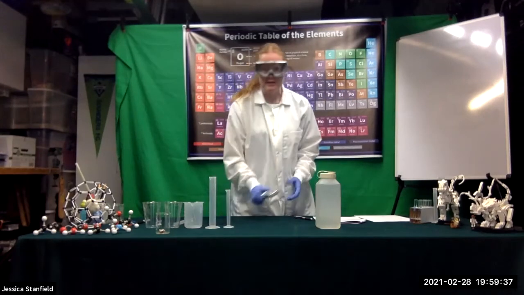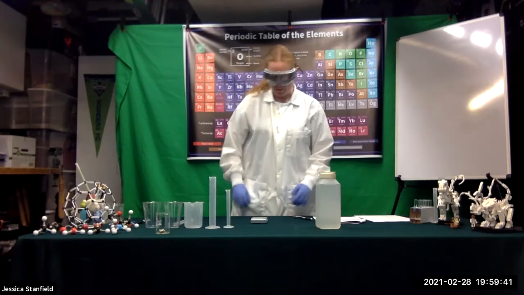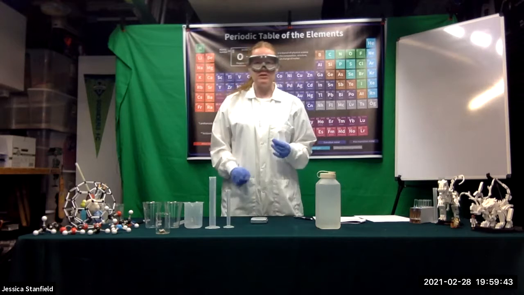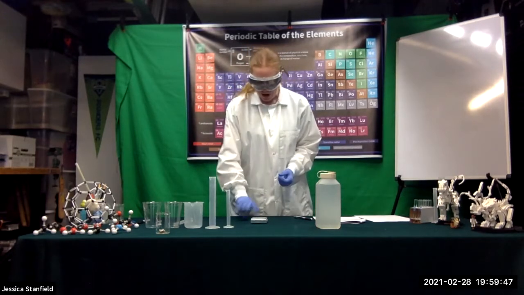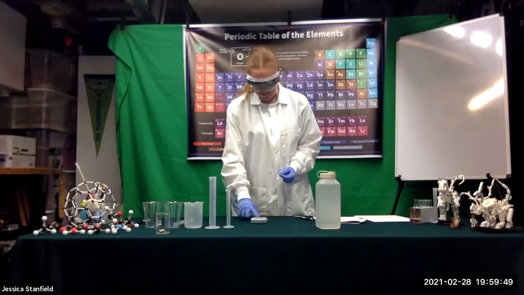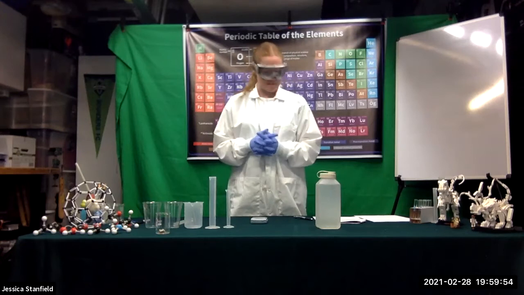So the first thing we're going to do is uncertainty with our balance. So we're going to turn our balance on. Now, when you turn it on, you want to make sure that it reads 0.00. If it does not read 0.00, on the right-hand side, there is a button that is marked tare. If you tap the tare button, that should set it back to 0.